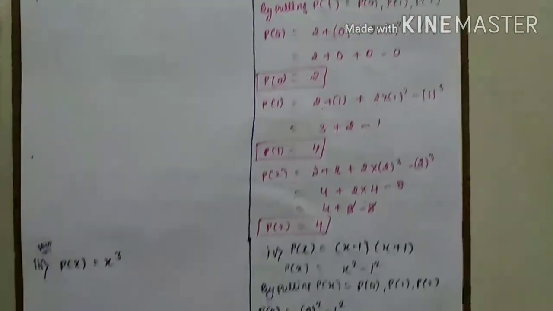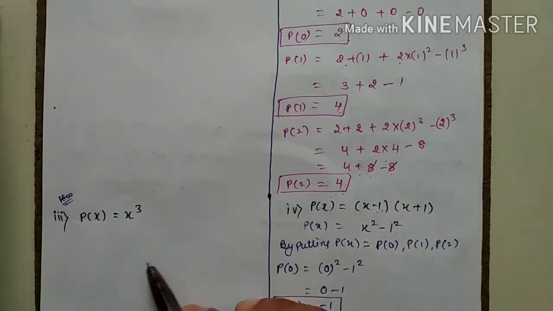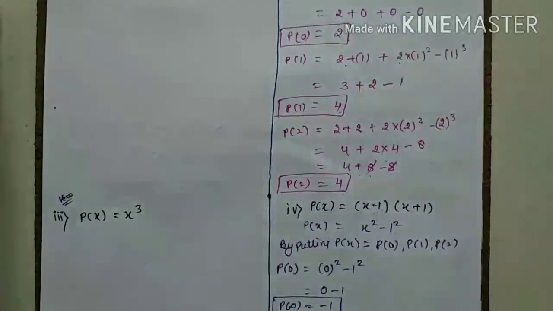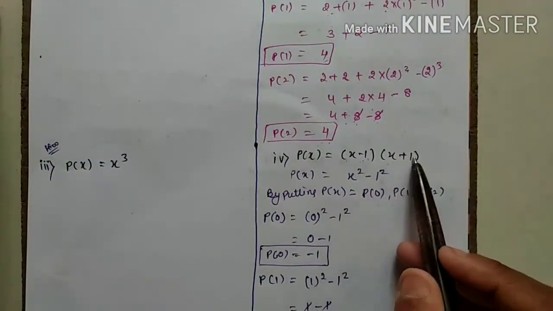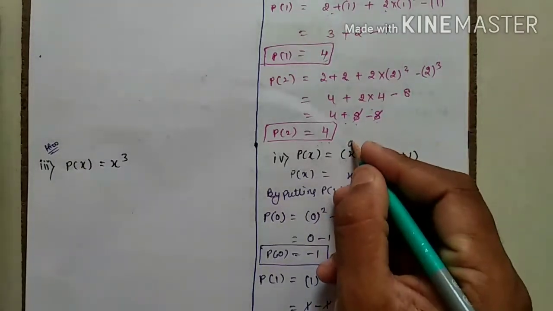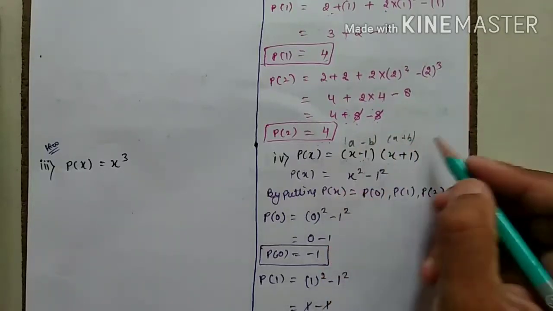Now next, third question. p of x equals x cube. I am giving you this as homework. In the same way you have to put first 0, then 1, then 2. Okay. Now come to the fourth question. (x minus 1)(x plus 1). As you know, there is one identity. Assume here A, here B. Here A, here B. A plus B, A minus B becomes what?